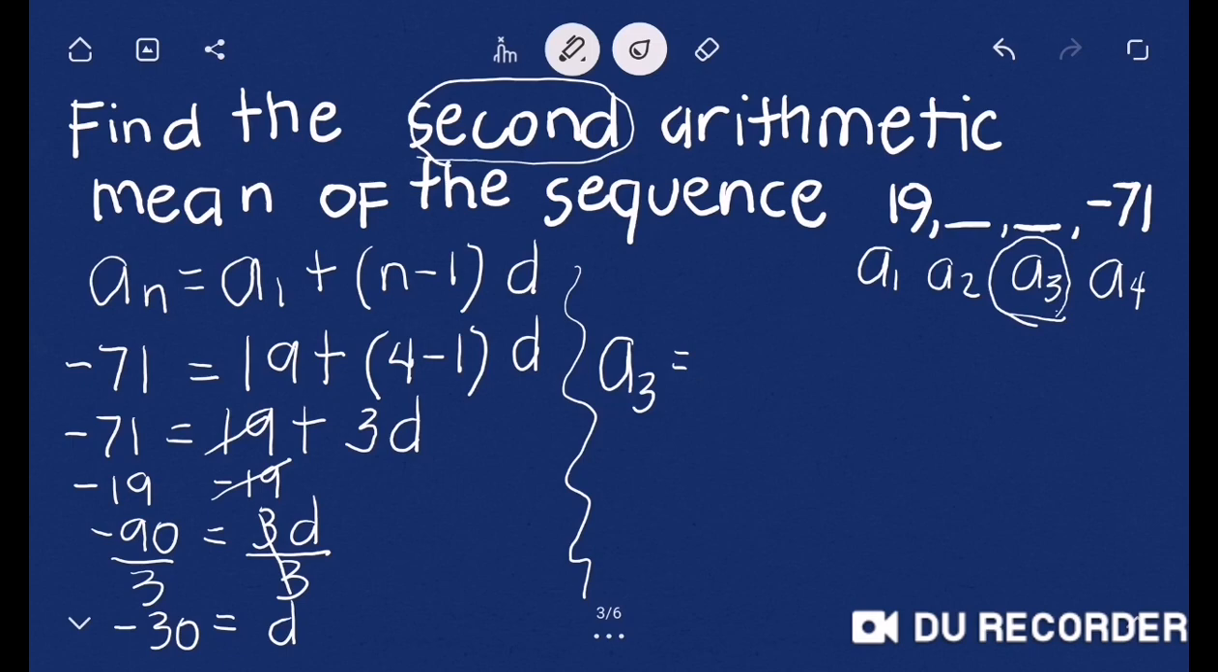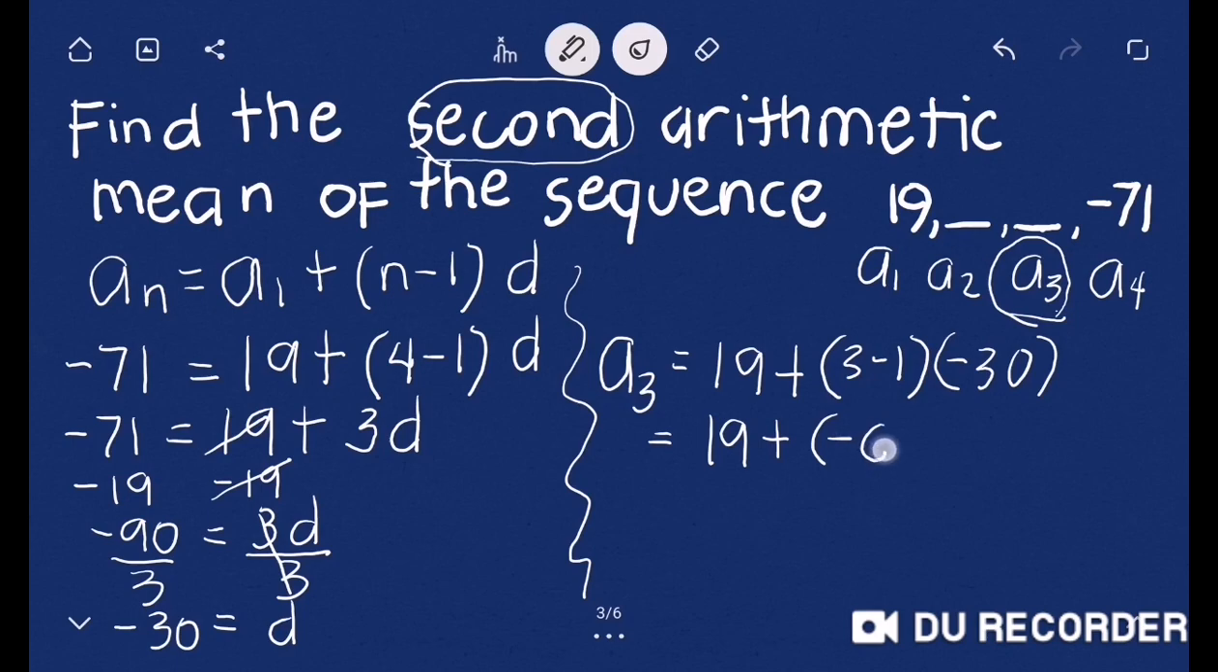So using the formula again of the nth term of arithmetic sequence, we have a sub 3 equals the first term, 19, plus n, which is 3, minus 1. We now have the value of d, which is negative 30, so that will be multiplied to 3 minus 1. Simplify pa natin, we have 19. So 3 minus 1 is positive 2 times negative 30 will give us negative 60. Okay, so 19 plus negative 60, the answer is negative 41.